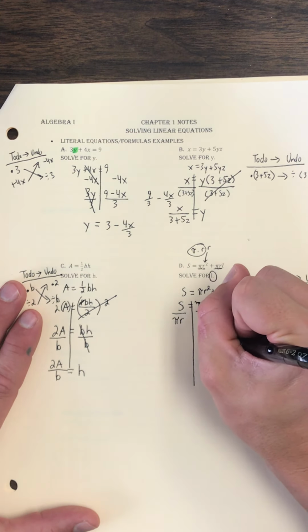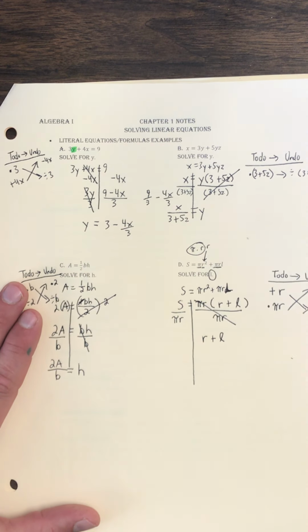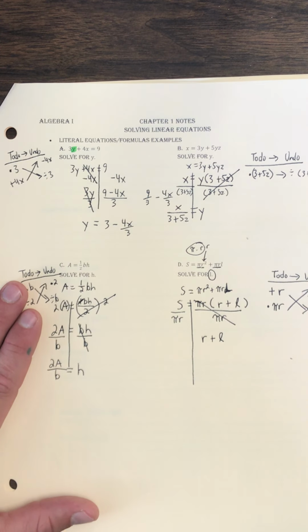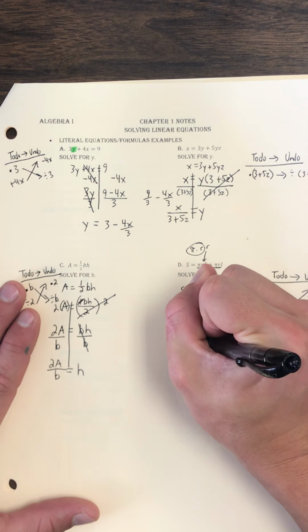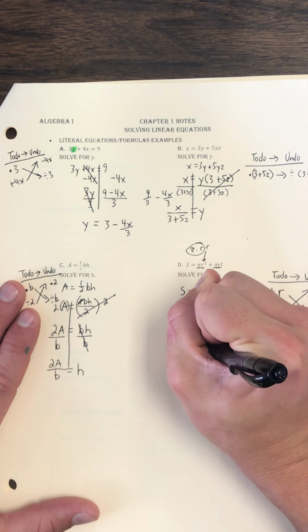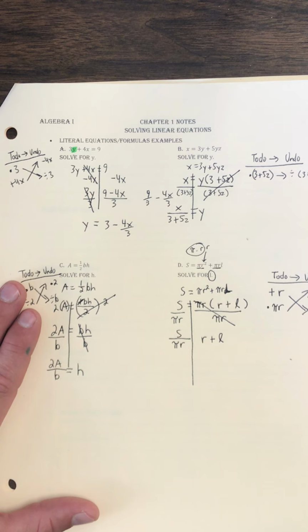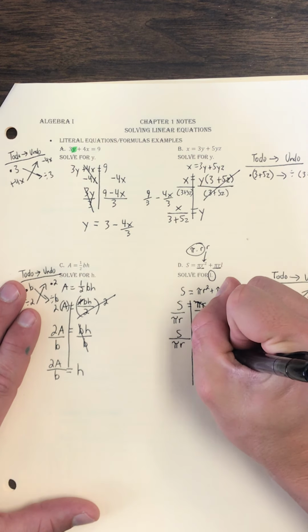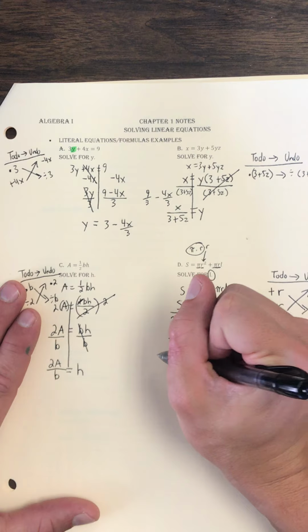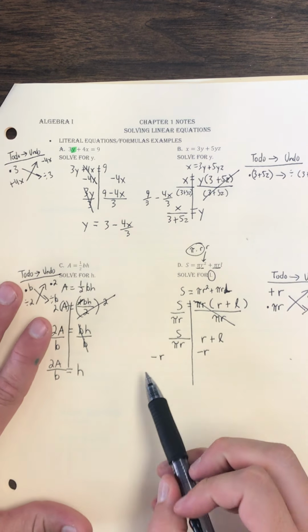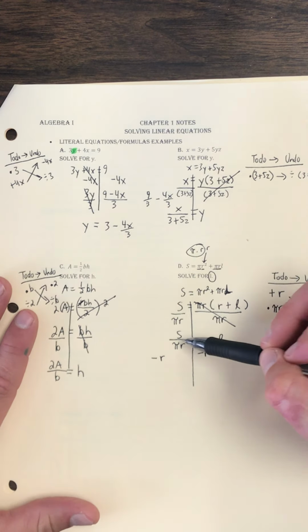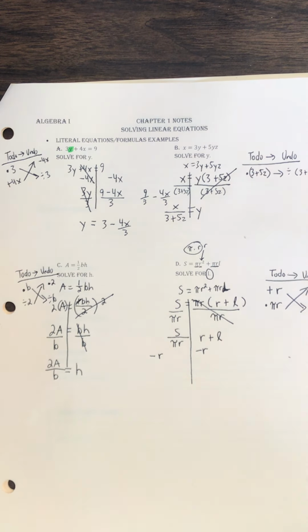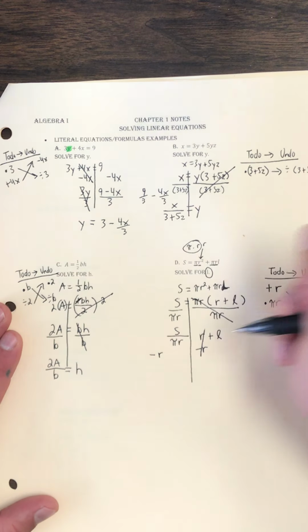I'm left with just r plus L, and I don't even need the parentheses anymore on the right side. And on the left side, I'm left with s over pi r. All right, next step is subtract r. So I'm going to subtract r, and I'm going to subtract r. The reason I didn't put it directly underneath is s over pi r is all one term. So even though there's an r in it, these are not like terms again. They're not exactly the same, so they are not going to combine together. That cancels these right here.